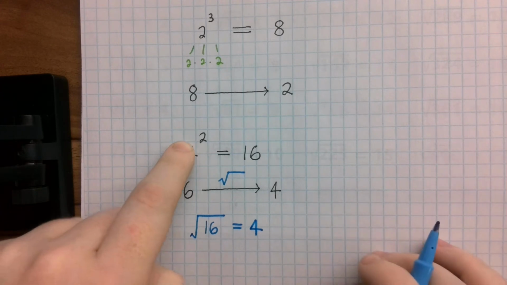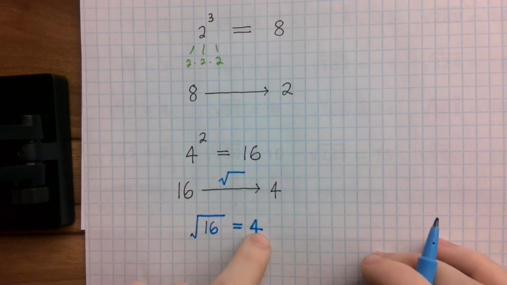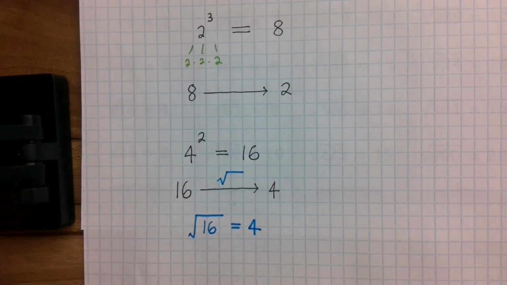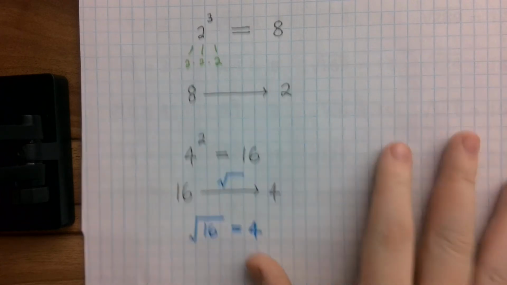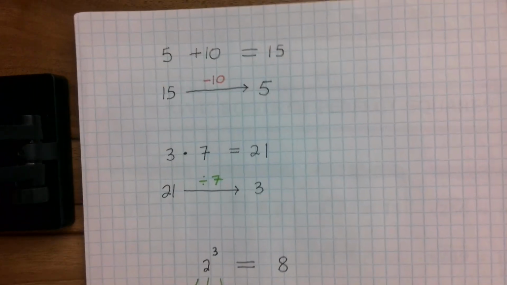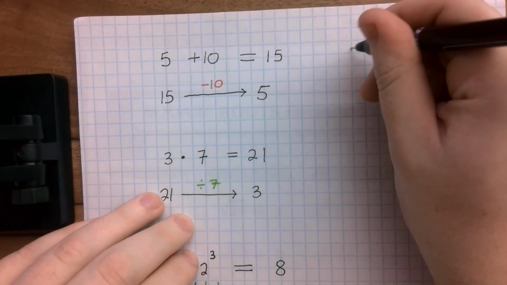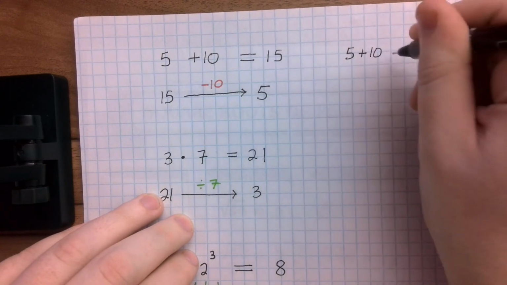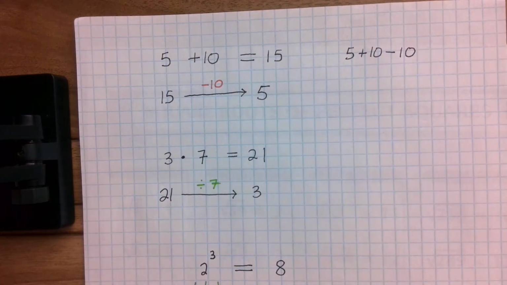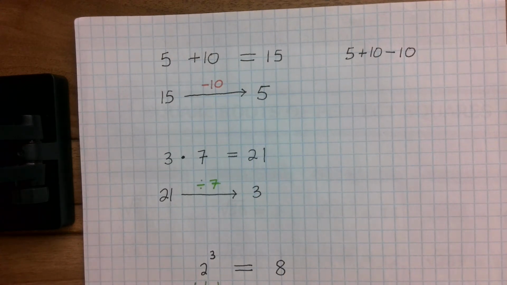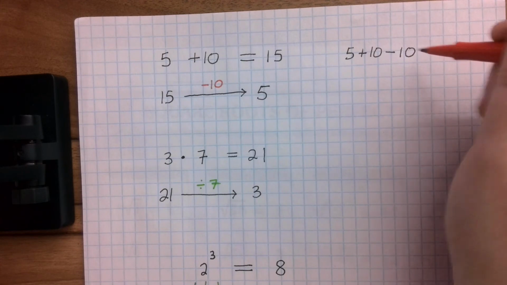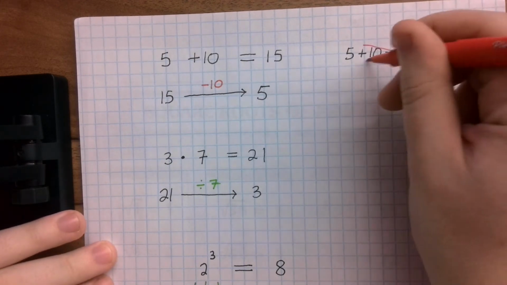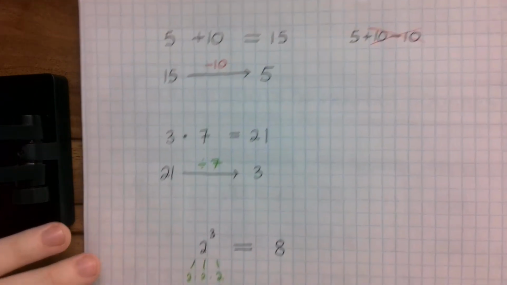So squaring something will make it bigger, square rooting something will make it smaller. It turns out that squaring and square rooting are inverses of each other. So for instance, if I go back up to this example with adding and subtracting, if I did 5 plus 10 minus 10, well, we actually don't need to do any math to solve this one. Because we know that plus 10 and minus 10 are inverse operations, you can cancel them out. We're just left with 5.